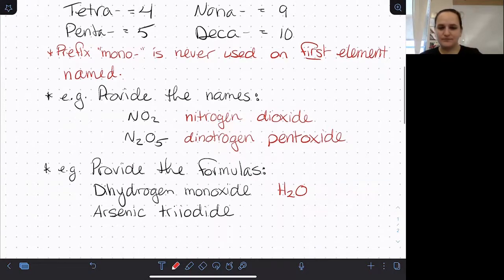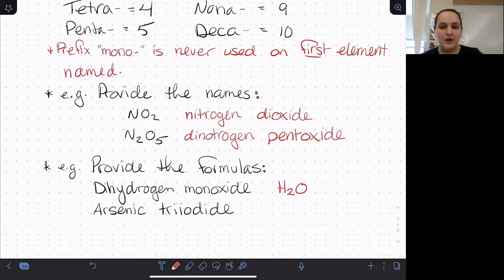And then arsenic triiodide: no prefix on the first element tells us that there is only one of those. Remember, we drop the mono if there's only one for the first element. And then triiodide, this is a case where we actually do double up on the vowel, is telling us that there are 3 iodine atoms in that formula, so that would be AsI3.